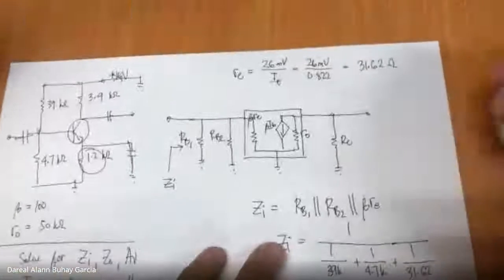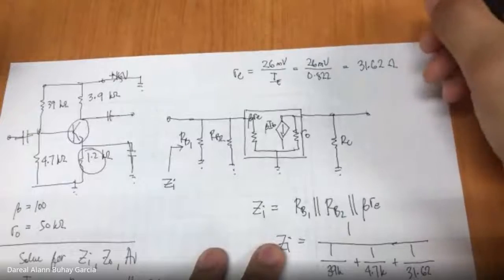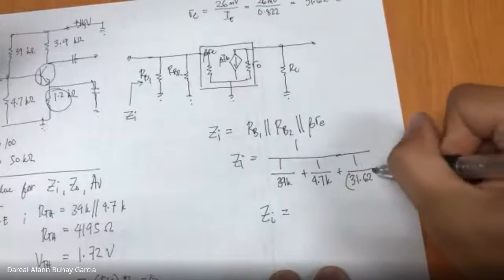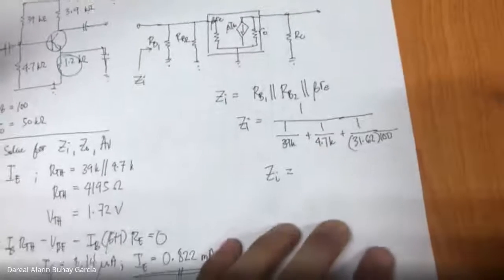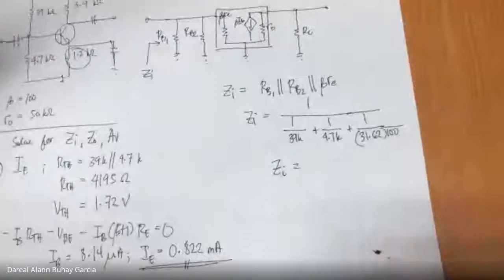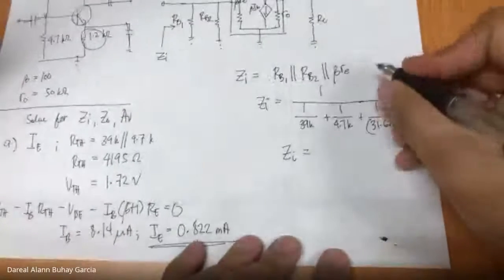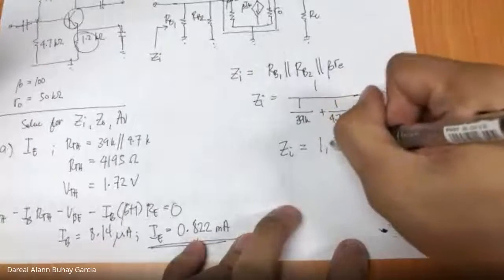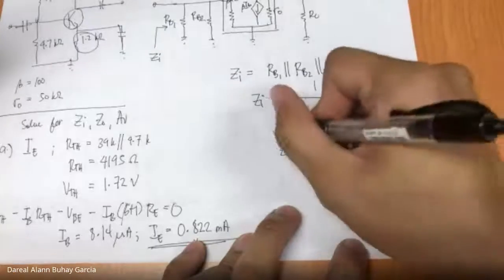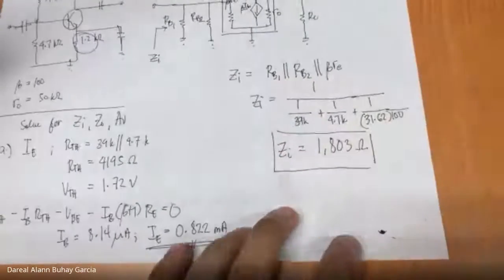Yeah, beta pa din, no? Ito, sakto. Thank you, Rom. Times beta 100. 1802.9, 1803 ohms. I think this is correct. No?